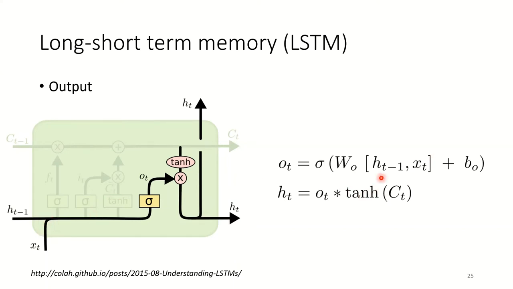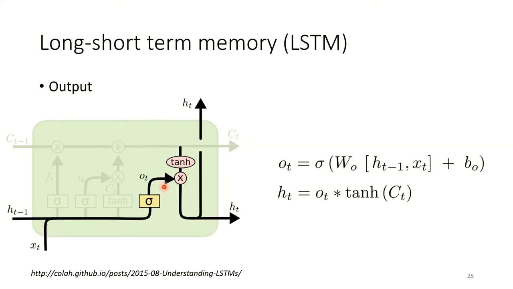Again, you take this, do the transformation, add biases, and perform sigmoid. This will give you values between 0 and 1. The output is the selection you want to make on the current cell state. We updated the cell state here, so now we know whatever information we have so far. But do we really want to use all of that information to generate the output? That's the decision this output layer is making.